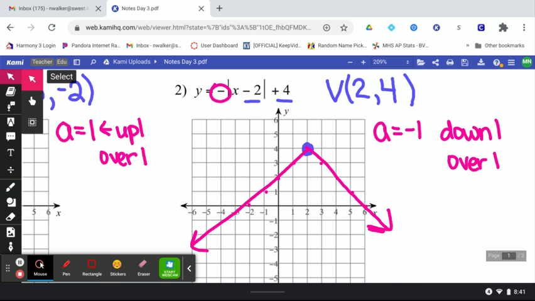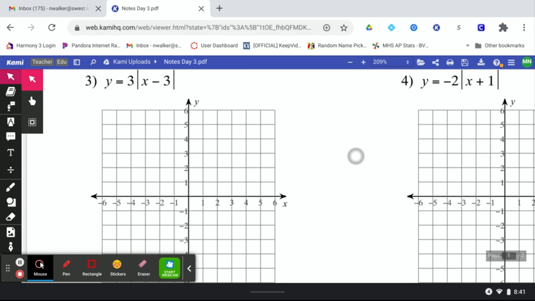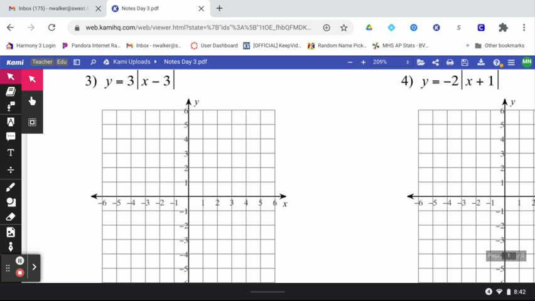All right, moving on to question 3. We now have a different coefficient there. The equation is y equals 3 times the absolute value of x minus 3. Now, just because there's a coefficient there, nothing's changed. We're still finding the vertex, and then we start moving.